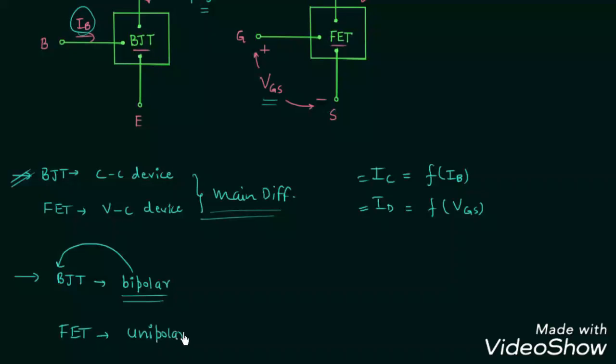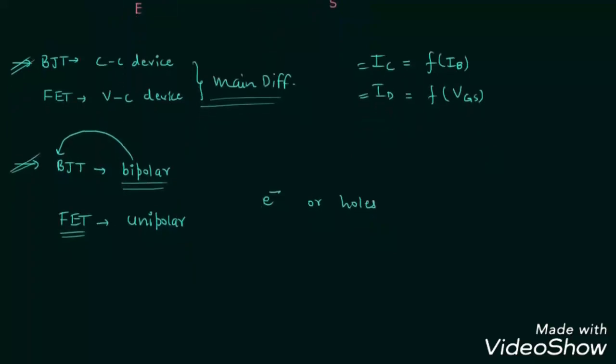This means FET depends solely on either electrons or holes. So FET is a unipolar device because it depends either on electrons or on holes. So this is all for the third point. Now we will move to the fourth point.